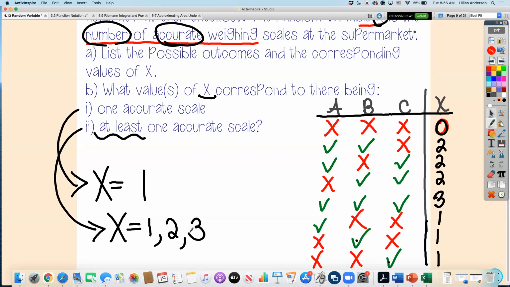This example here is showing how these could be represented using just the symbols versus the words. So if you were asked, let's say it told you that X was equal to 1, and it didn't even write any of this out, this will let you know that they're wanting the outcome of only 1 of them being accurate. It doesn't have to be in words, they can represent it using symbols as well. That's what this example was supposed to show.